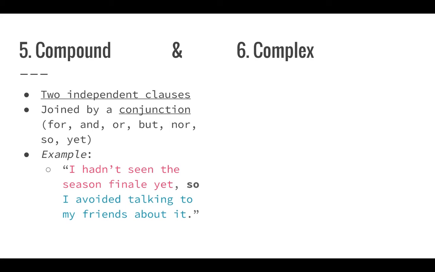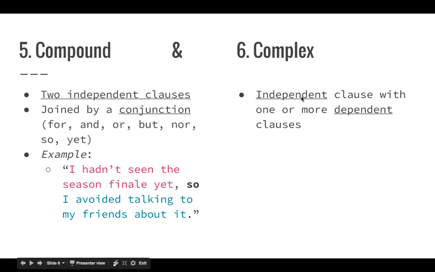So for example, I hadn't seen the season finale yet, so I avoided talking to my friends about it. Both the part in pink and the part in blue are independent clauses because each of those could stand on their own independently, but since it's a compound sentence, we're combining them with our conjunction so.